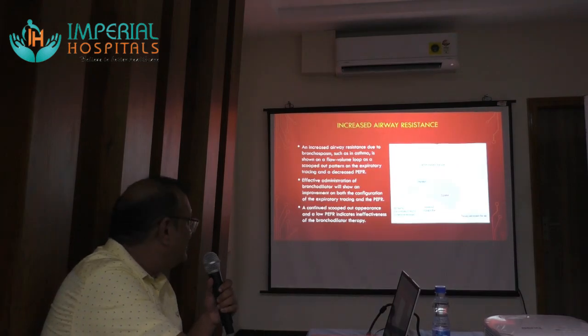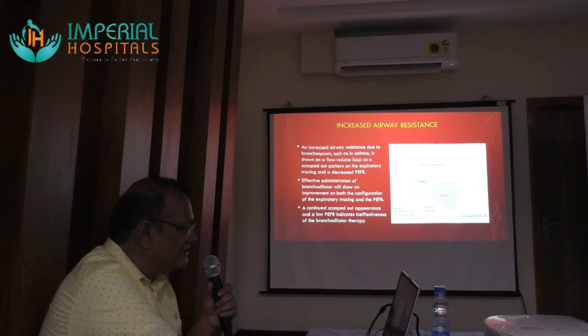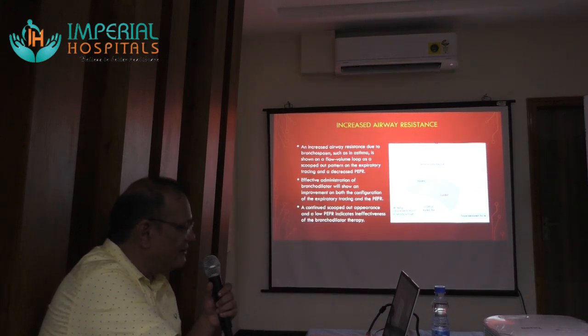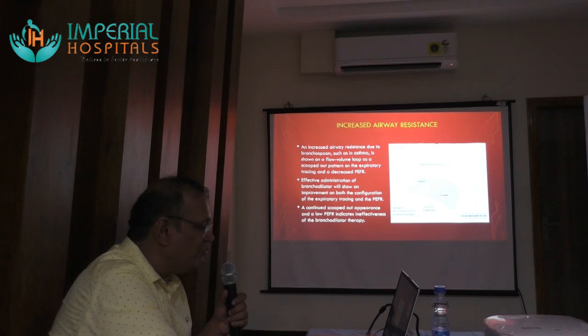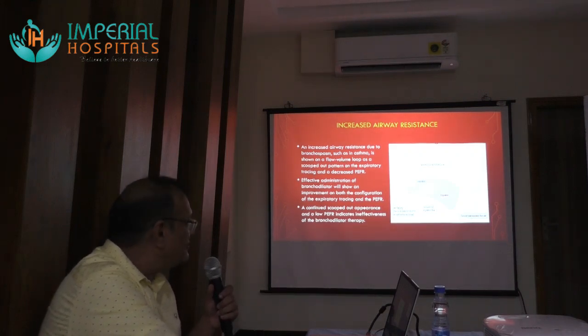During increased airway resistance, you'll note a scooped out flow volume pattern and a decrease in peak expiratory flow rate. Effective administration of a bronchodilator will show an improvement in the configuration. And if the scooped out part is still continuously present, that means the bronchodilator is ineffective.